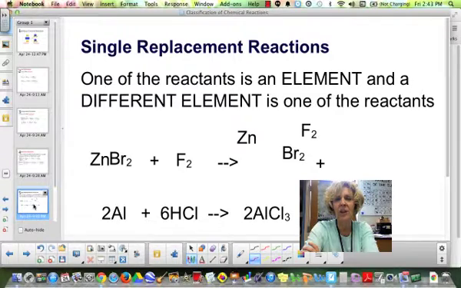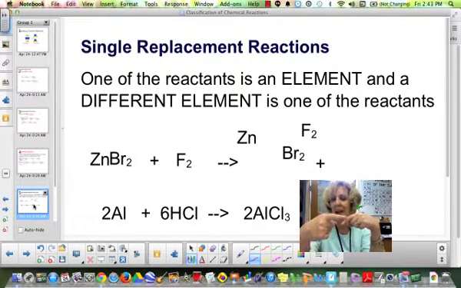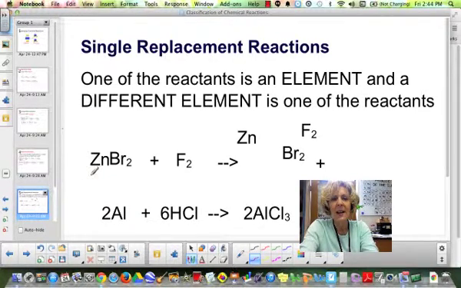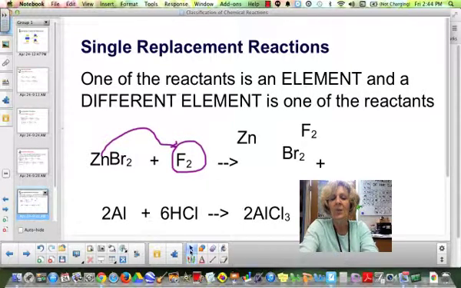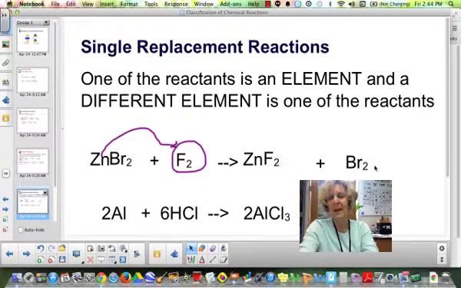The last 2 types of reaction are called single replacement and double replacement reactions. And just like the name says, something is replaced. So at first it looks like these are hard to see, but when you see the pattern, it's very easy. In a single replacement reaction, one of the reactants is an element. So here I have zinc bromide reacting with fluorine. And what's going to happen is that the zinc is going to bond to the fluorine instead of to the bromine. So they're actually going to switch places, so to speak. So now on the other side of the reaction, zinc is going to be bonded to fluorine, and bromine is going to be produced. So one of the products is going to be an element.